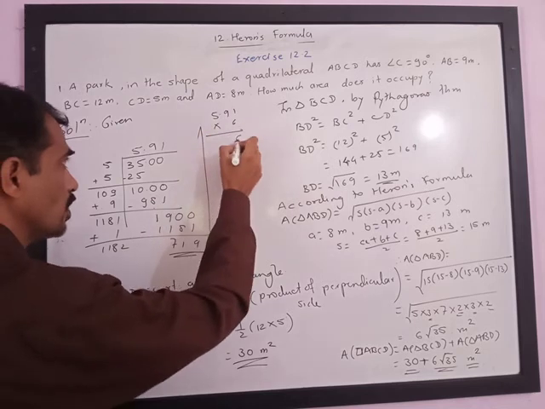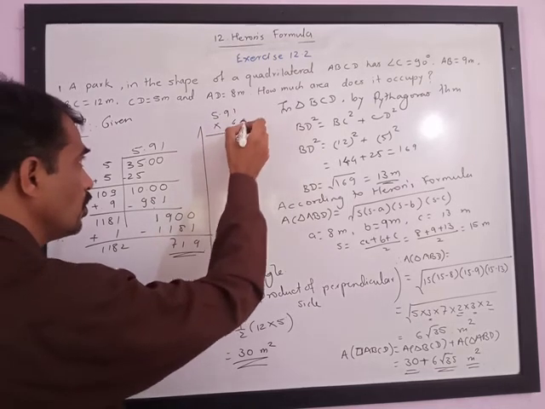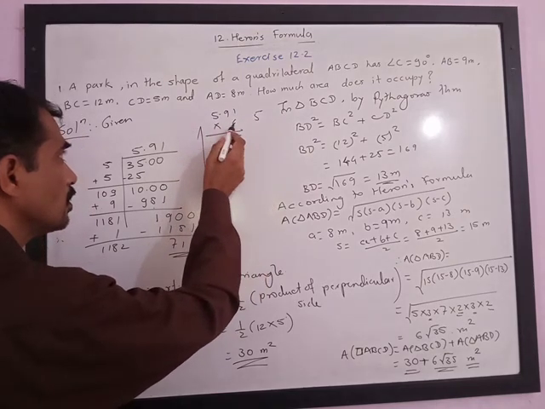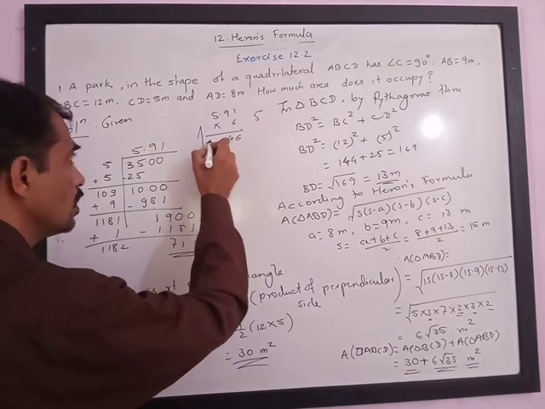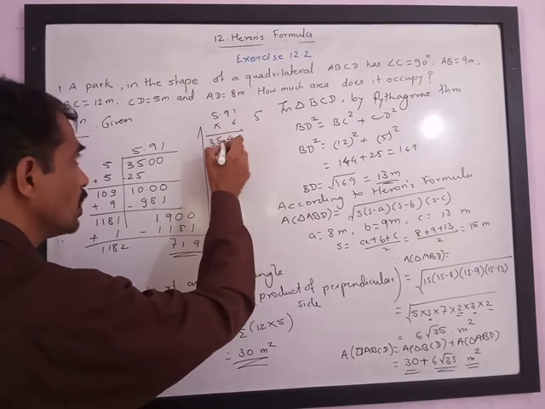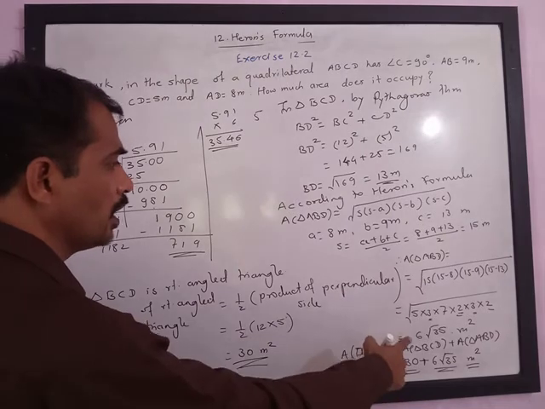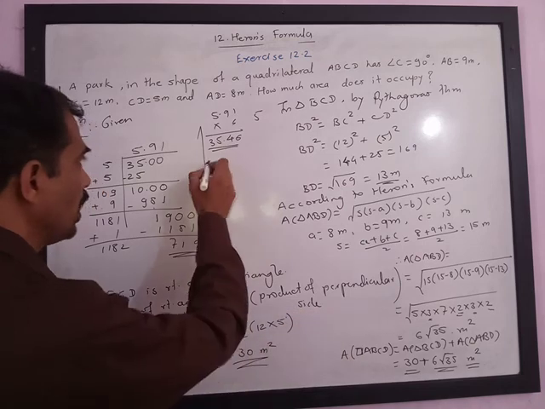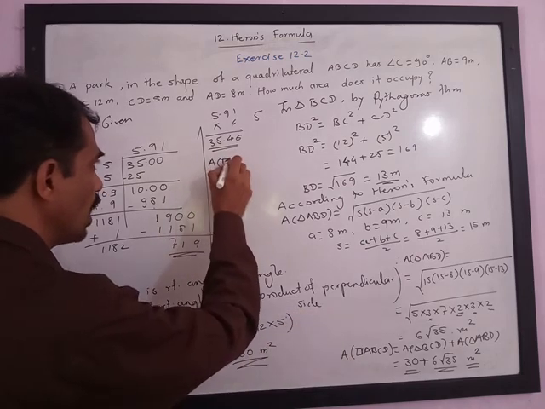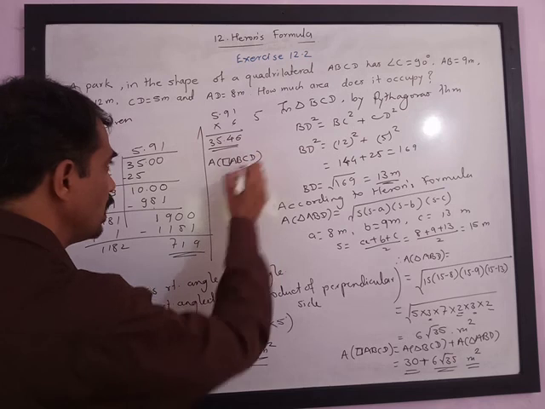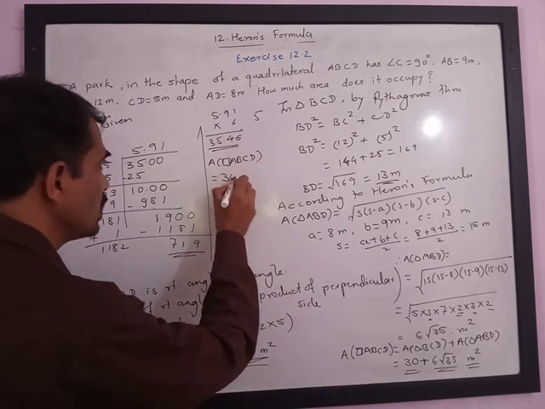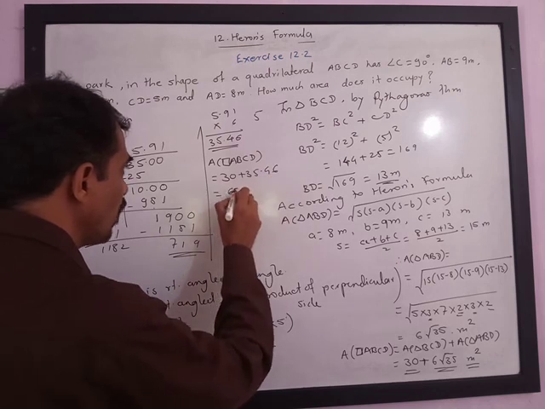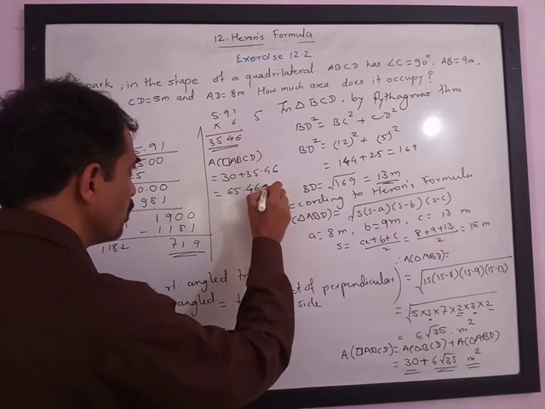That is equal to 6 1s are 6, 6 9s are 54, 5 carries, 6 5s are 30, 35. So area of triangle ABD is equal to 35.46, and therefore area of quadrilateral ABCD is equal to 30 plus 35.46, that is equal to 65.46 meters square.